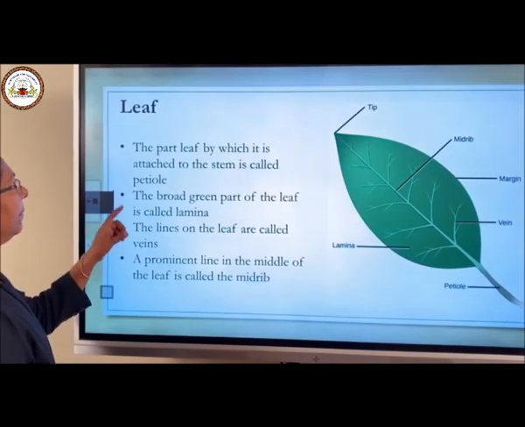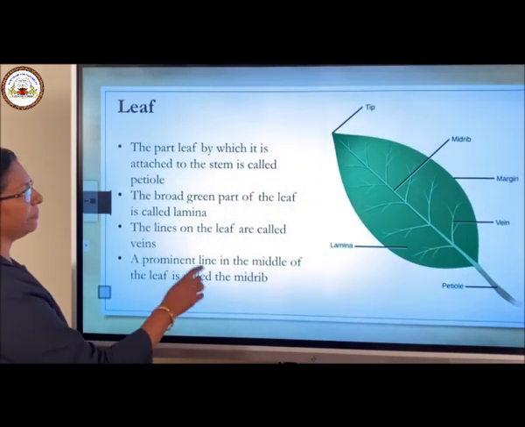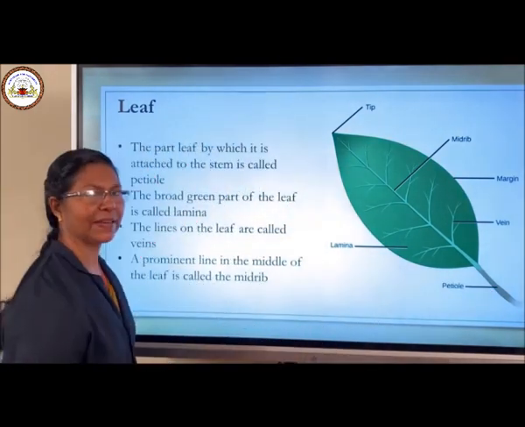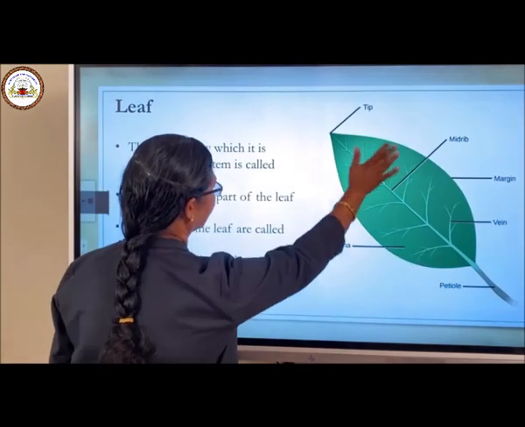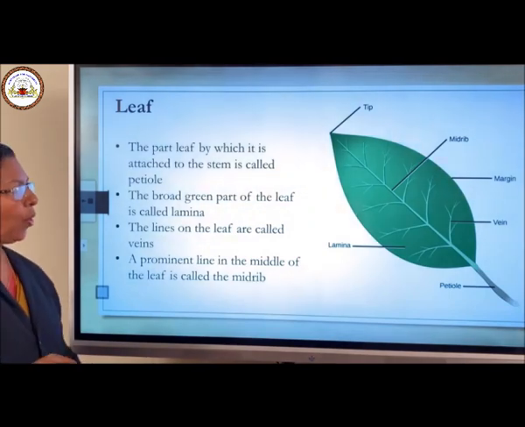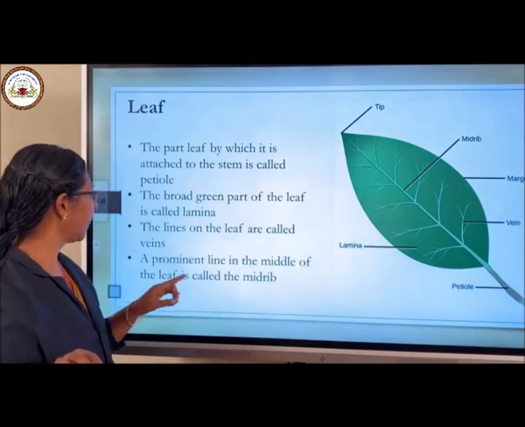Here we can see the part of the leaf by which it is attached to the stem is called the petiole. This is the petiole, the part where it is attached to the stem. And the broad green part of the leaf, this portion, is known as the lamina or leaf blade.